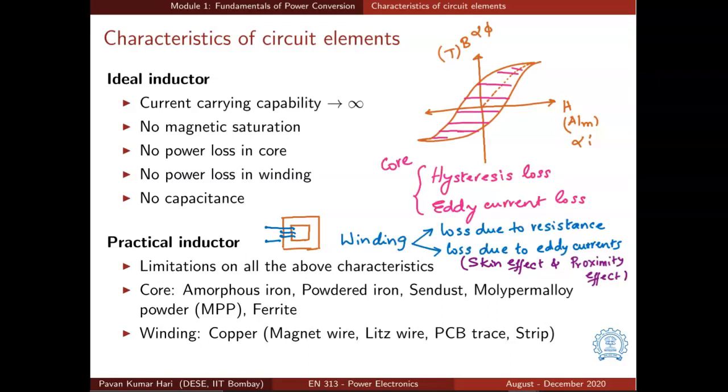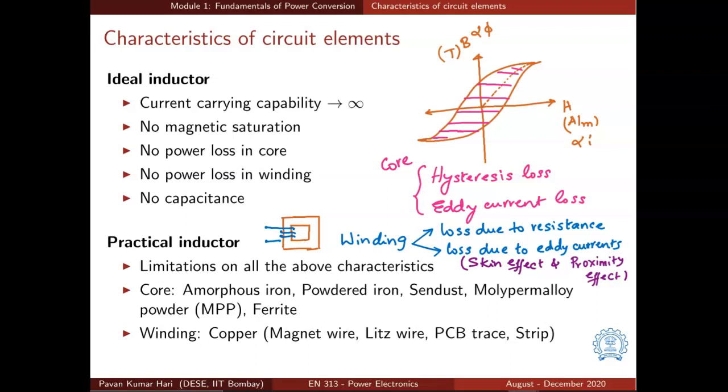Coming to the power loss in an inductor, there will be hysteresis loss and eddy current loss in the core. Eddy currents are induced in the core, and hysteresis loss is characterized by the hysteresis loop area, which is specifically given for a magnetic material. As we know, these core losses are functions of the maximum flux density of operation and the rate at which the flux density is changing, the number of cycles of flux density per second.